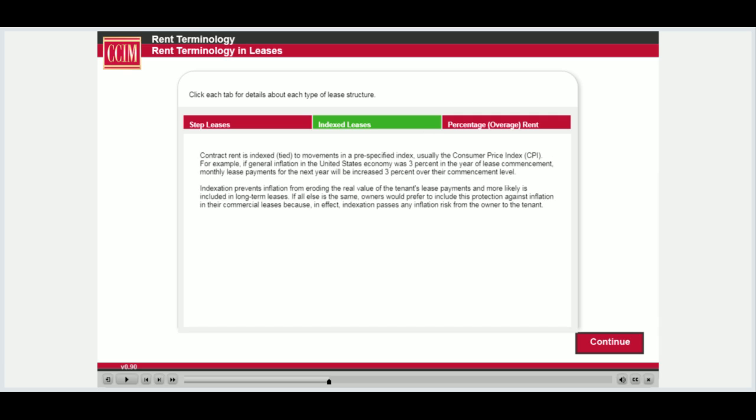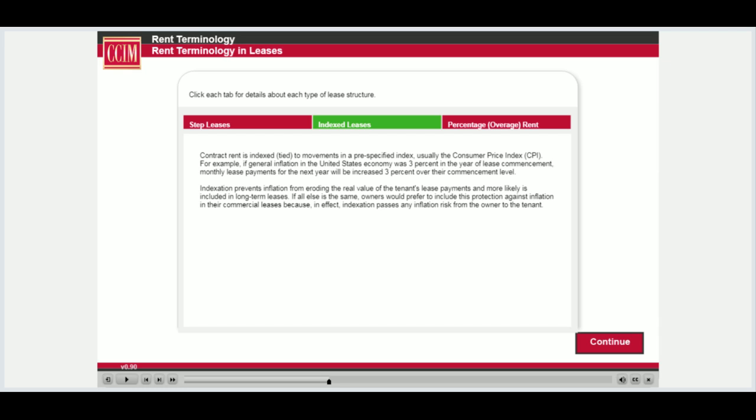Contract rent is indexed, tied to movements in a pre-specified index, usually the Consumer Price Index, CPI. For example, if general inflation in the United States economy was 3% in the year of lease commencement, monthly lease payments for the next year will be increased 3% over their commencement level.